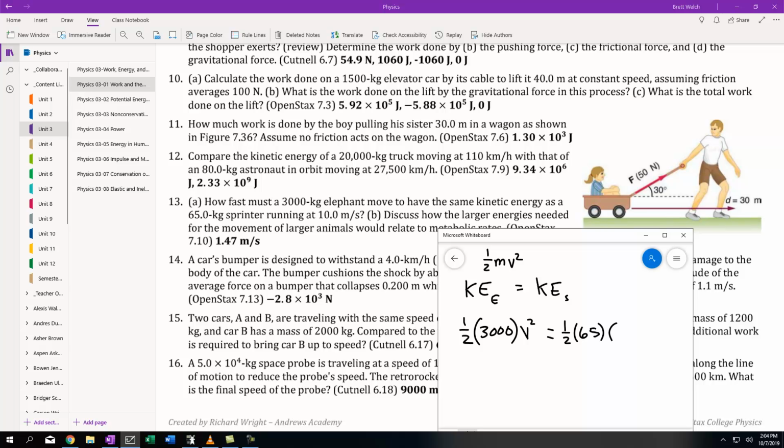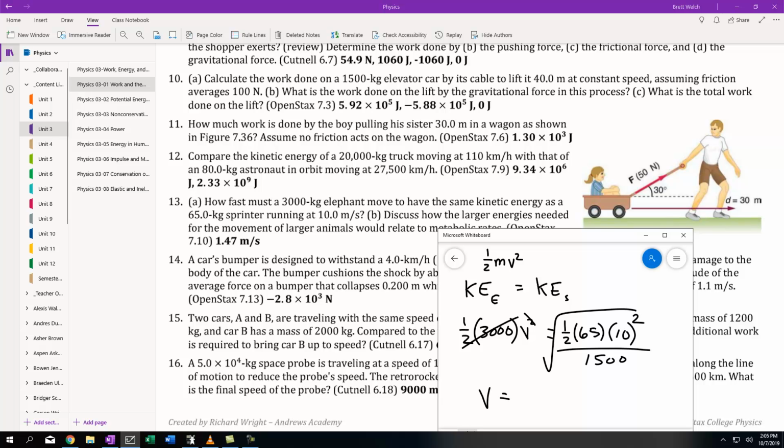And so it's not going to have to run as fast as a sprinter to utilize the same amount of energy. However, the sprinter is going to be moving much faster than an elephant typically would, at 10 meters a second, and that gets squared. Now, that's a big deal. When it comes to solving this, half of 3,000 is 1,500, so we're going to divide both sides by 1,500. And then we would take a square root to eliminate the square.